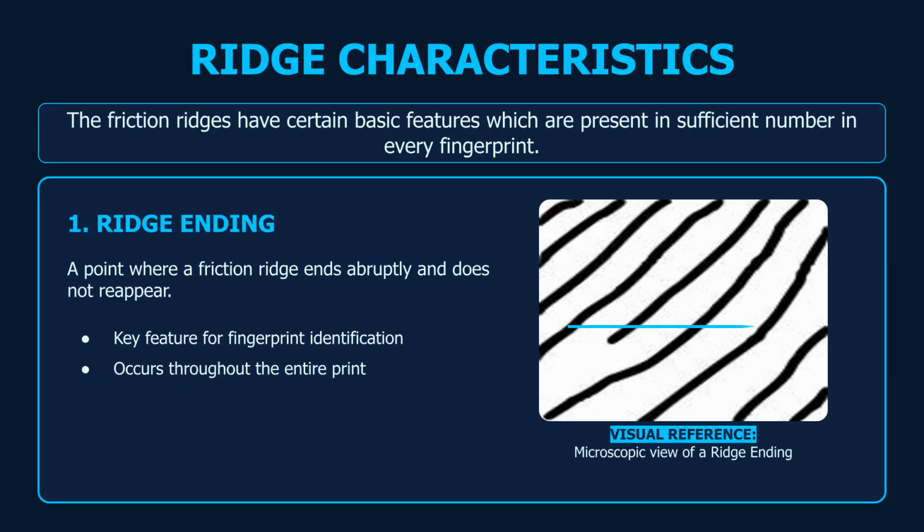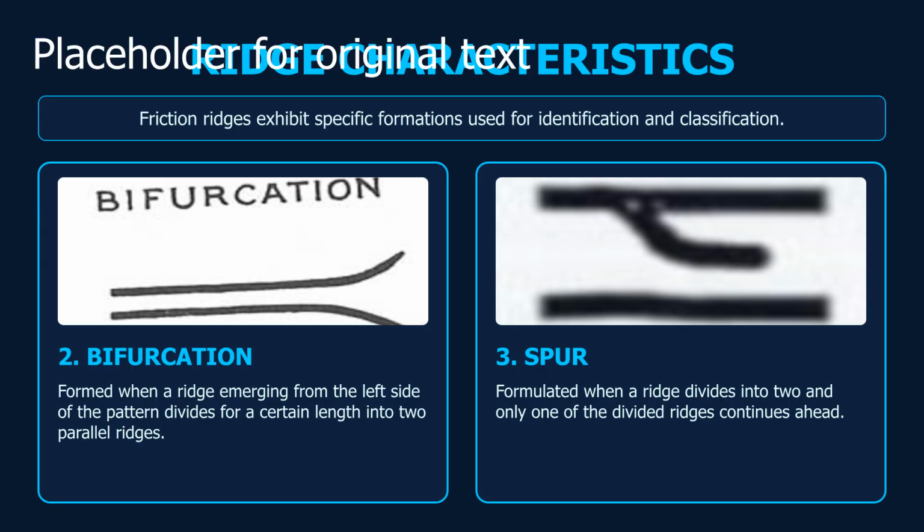Ridge tracing further subdivides whorls into inner, meat, and outer categories. This is based on where the traced ridge falls relative to the right delta. Friction ridges exhibit specific characteristics. The first is the ridge ending, where a ridge abruptly stops and does not reappear. This is a key feature for identification.